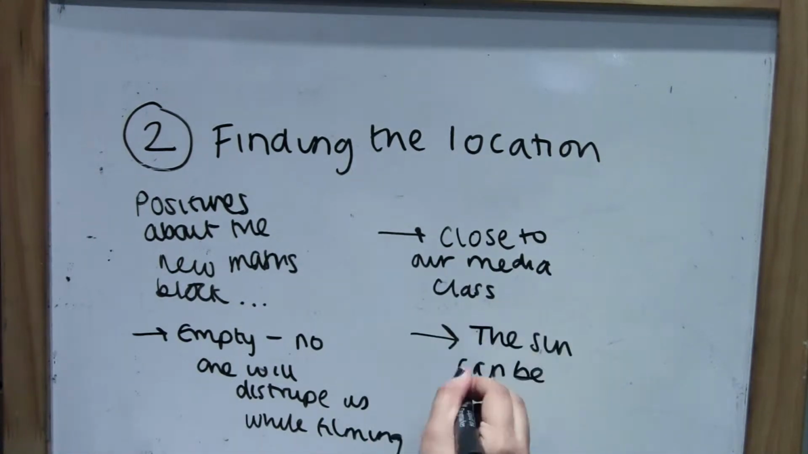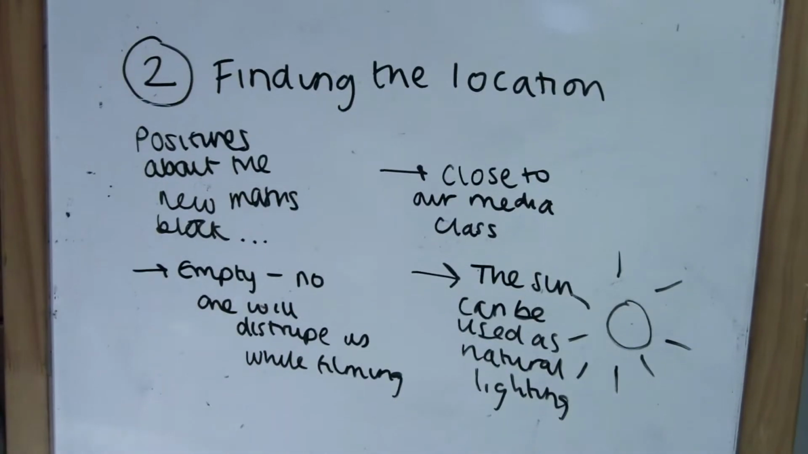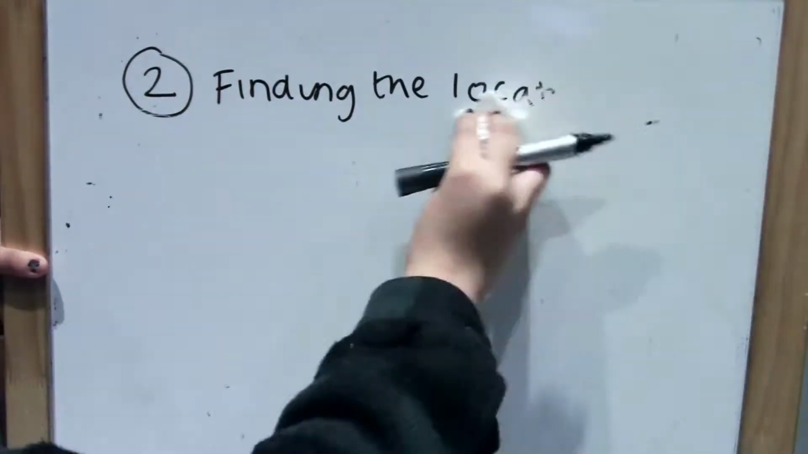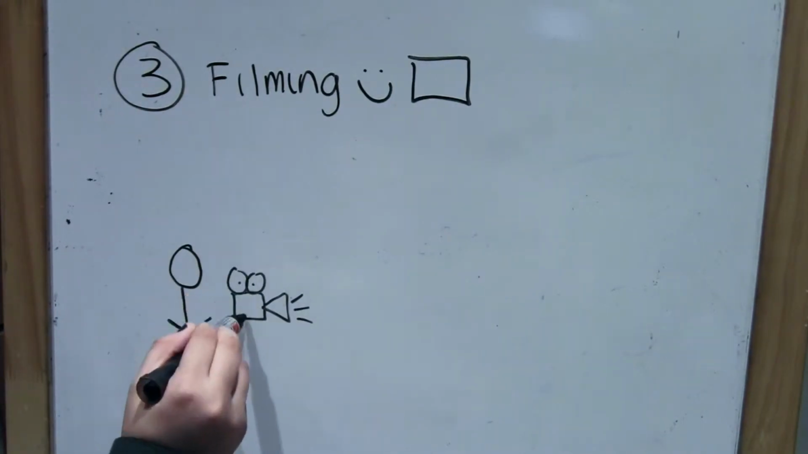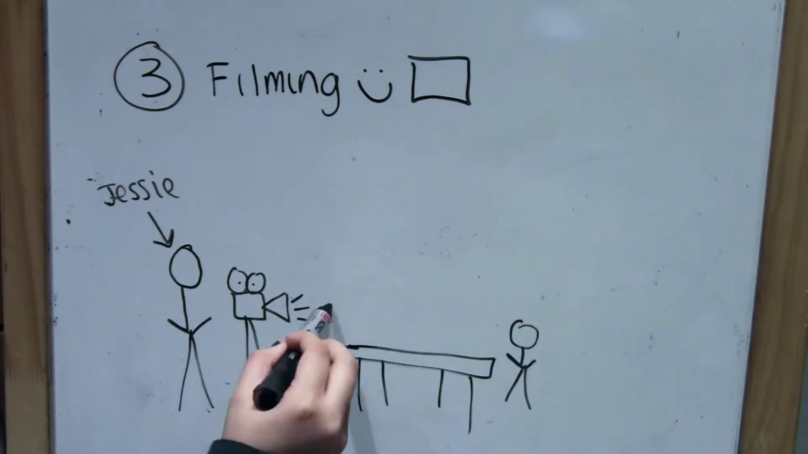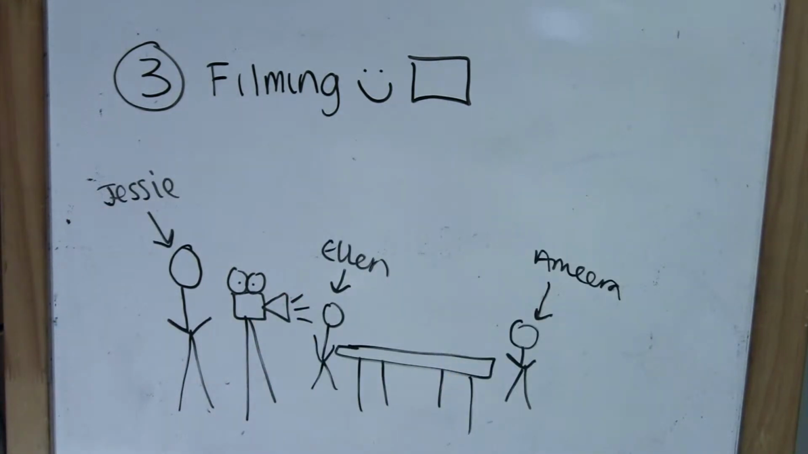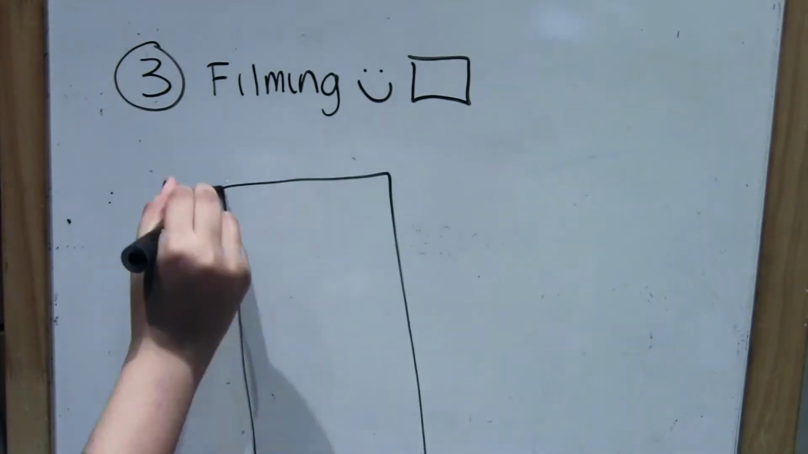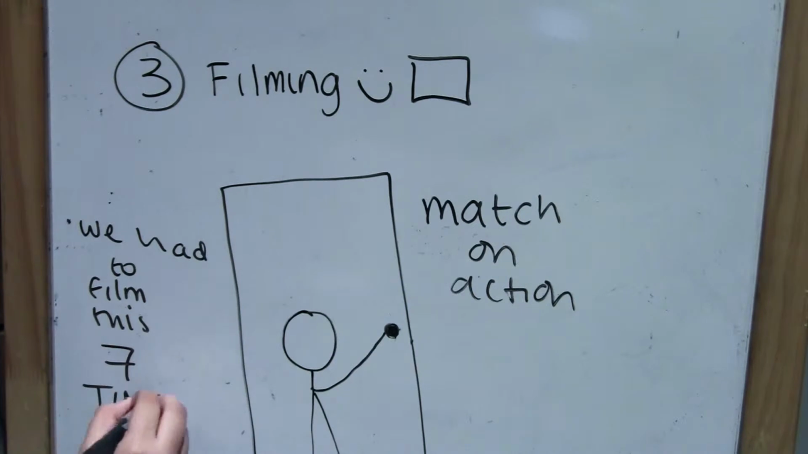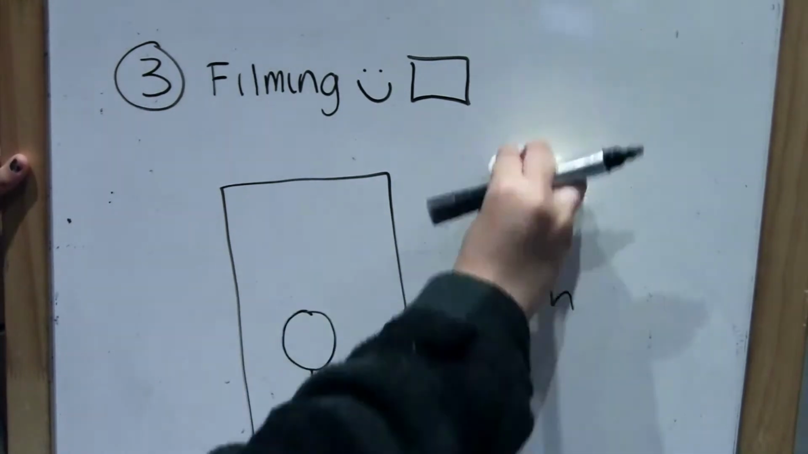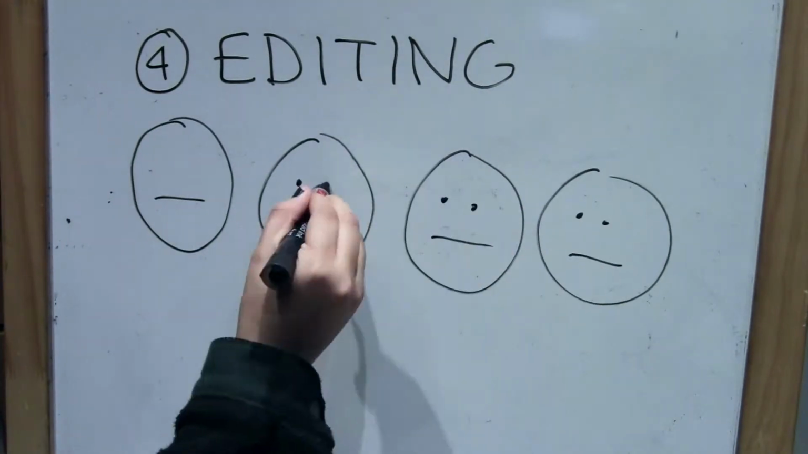The second thing we did was finding the location. This was kind of hard because we didn't really know where to do it, plus we didn't really want to do it in a classroom because we didn't want it to look classroomy. We wanted it to look more formal, but we couldn't find any places that were free because obviously all the classes were being taken up, so we found an empty block, which was the new maths block, and we just grabbed some tables and chairs to create our scene.